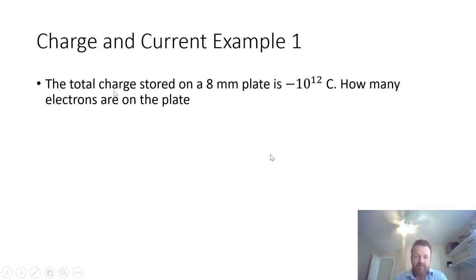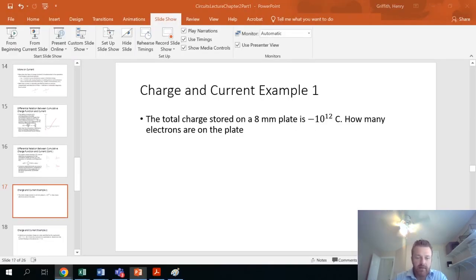So let's look at a couple example problems here. One, the total charge stored on an 8 millimeter plate is minus 10 to the 12 coulombs. How many electrons are on the plate?